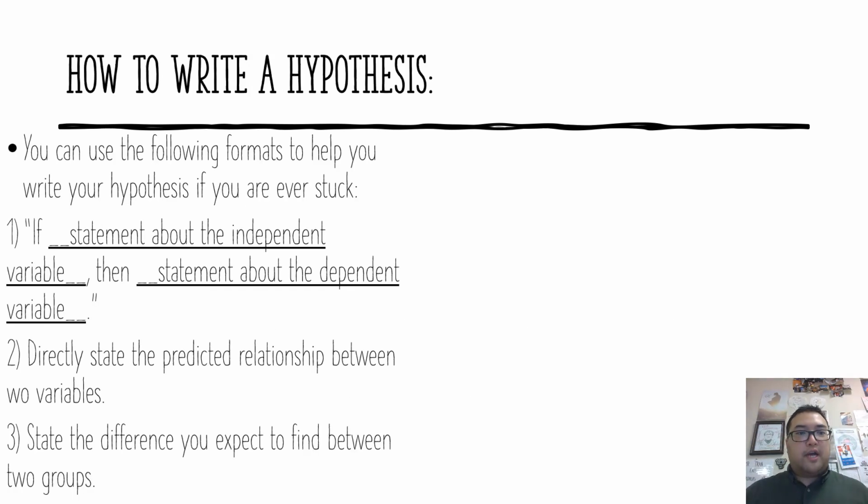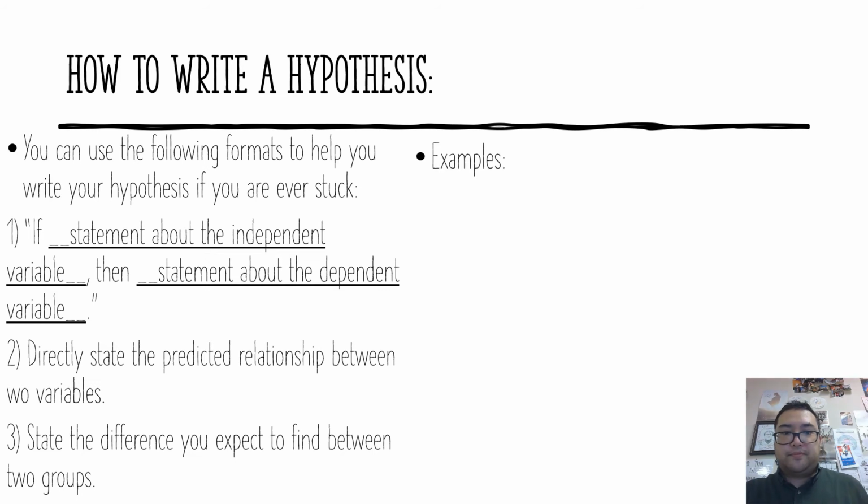So here are some formats to help you guys with writing a hypothesis. Number one, an if-then statement. So if something about the independent variable, then something about the dependent variable. That's a good generalized format of a hypothesis if you ever get stuck on one and you don't know how to start one. Number two, directly state the predicted relationship between the two variables. Number three, state the difference you expect to find between the two groups.